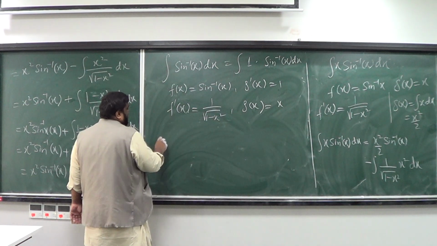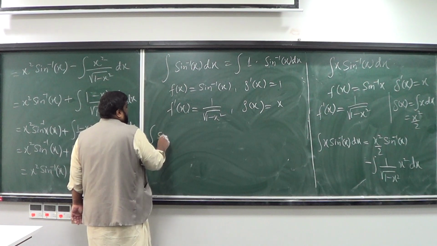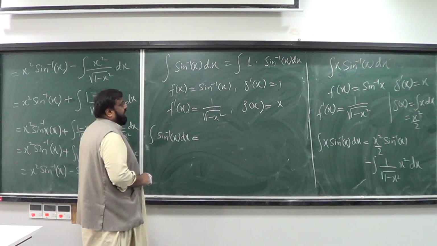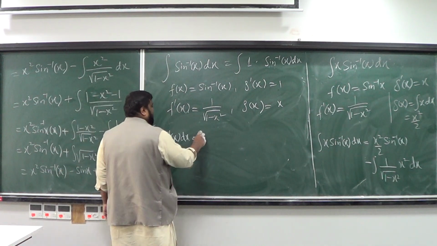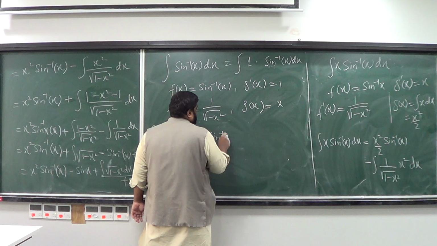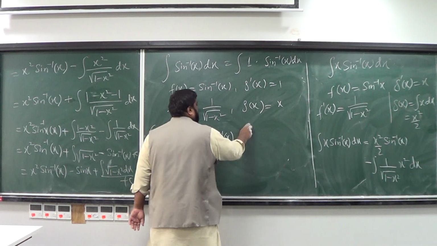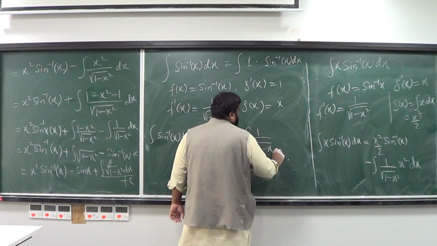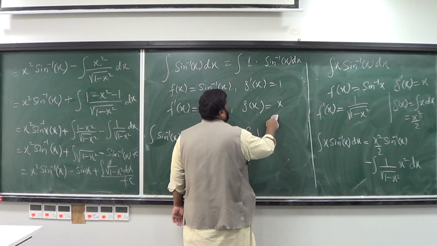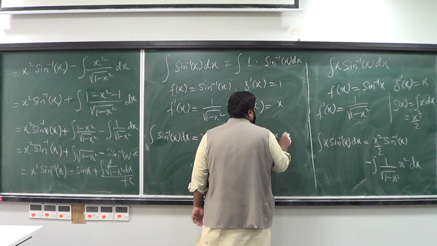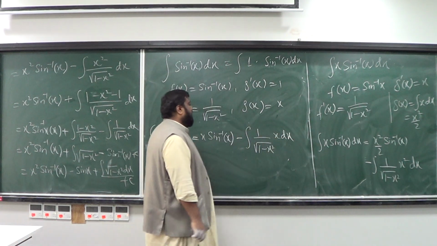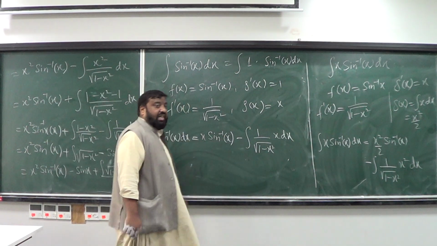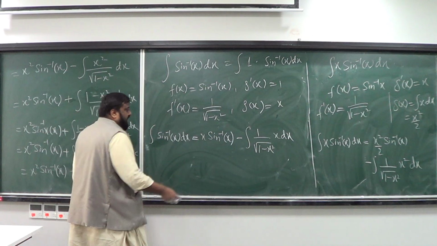So the integral of sine inverse of x dx is going to be f of x multiplied by g of x, in other words x sine inverse x, minus the integral of f prime of x, which is 1 over square root of 1 minus x squared, times g of x, in other words x dx. Now this is a pretty easy situation actually, because I can solve this integral. So how can you solve this integral?